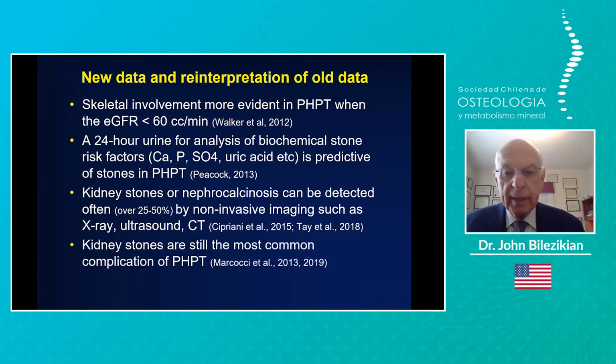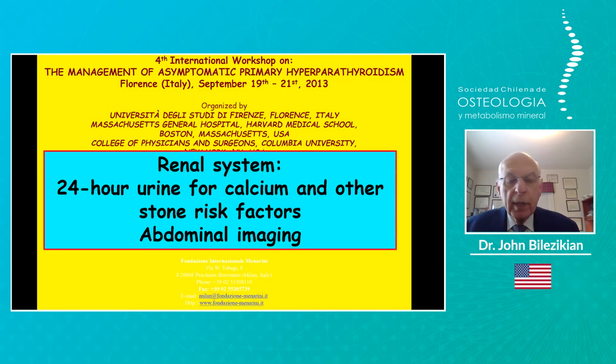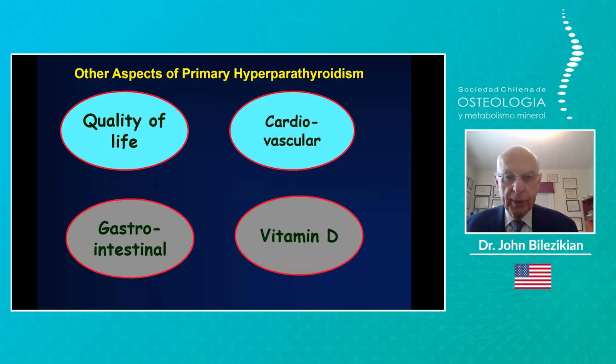And as I mentioned, most recently from Claudio Marcocci's group in Pisa, Italy, kidney stones continue to be the most common complication of primary hyperparathyroidism. So with regard to the kidney system, we are recommending that all patients have a 24-hour urine for calcium and other stone risk factors, as well as some form of abdominal imaging.